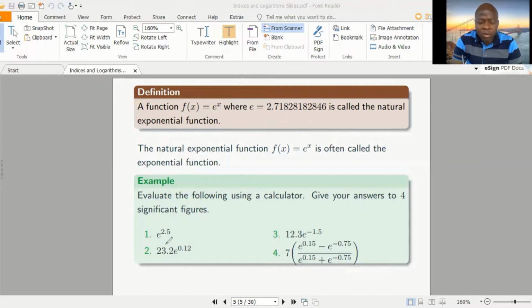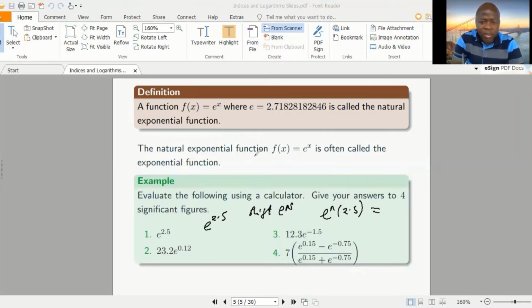So I've said that E is on your calculator. You just press E and then raise to 2.5. Some calculators will require you to just press E and then write 2.5. Others will require you to press shift and then E. It will bring a bracket, meaning raised to. So it will be E raised to, and inside that bracket write 2.5, press equals, and see what it brings.